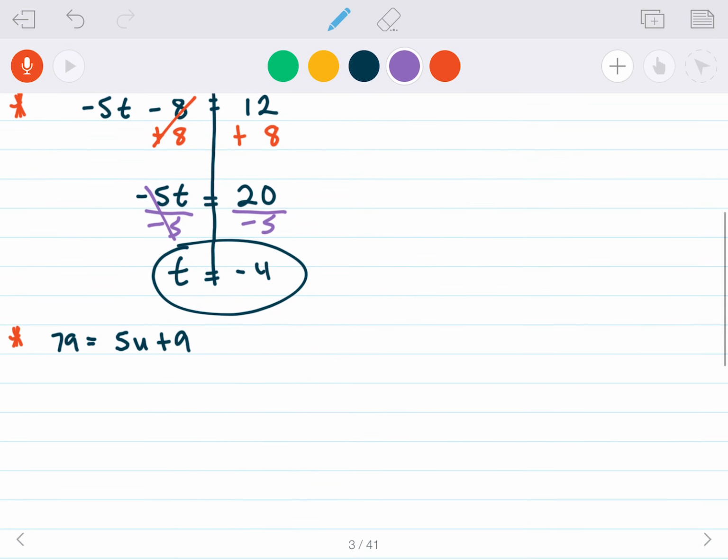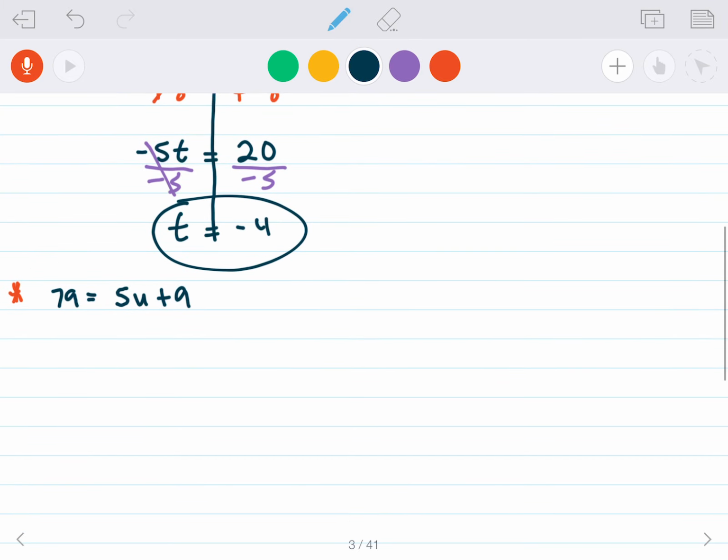Okay, let's do the next one on this page. We have 79 equals 5u plus 9. This time I'm working on the right side because my variable u is on the right side. So what do I need to get rid of first? Well, the furthest operation from u is plus 9. So I want to get rid of that first by subtracting 9 from both sides. So when I do that, that clears over here, and I'm left with 5u on the right side. And on the left side, 79 minus 9 is 70.